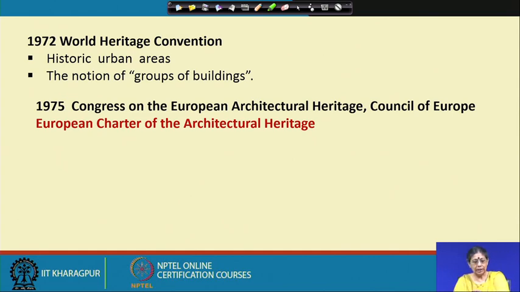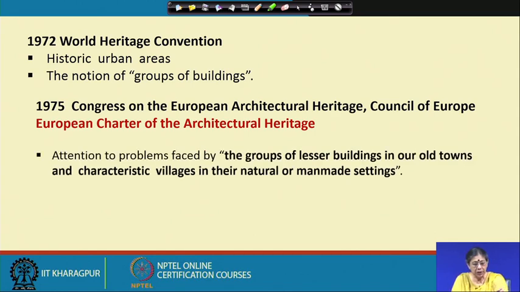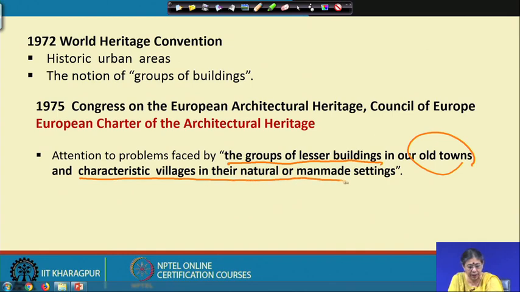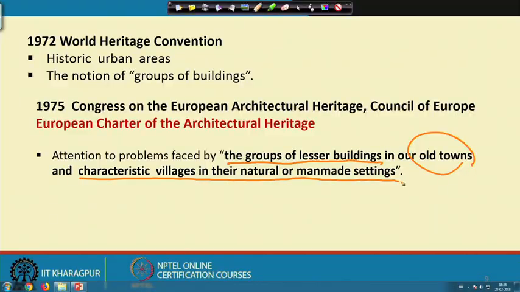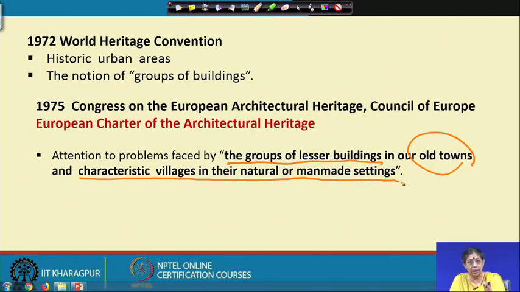In 1975, the Congress of European Architectural Heritage talked about the European Charter of the Architectural Heritage, and in that they talked about attention to problems faced by the group of lesser buildings in our old towns and characteristic villages in their natural and man-made setting. So, please note that they are talking about groups of lesser buildings in our old towns, but also about characteristic villages in their natural and man-made setting. It has expanded its focus to the rural areas, which are also getting threatened because of urban expansion and others.